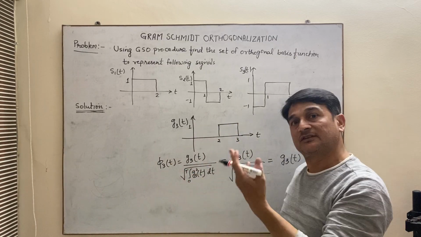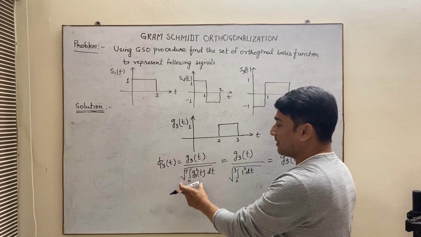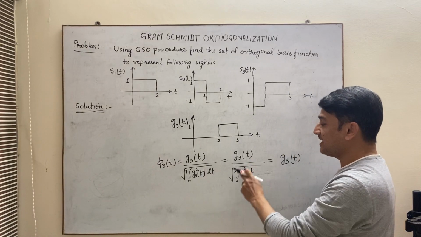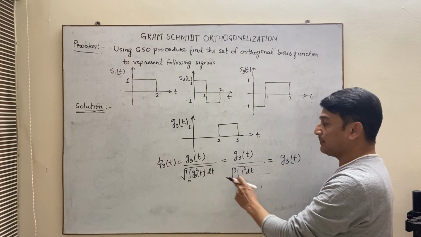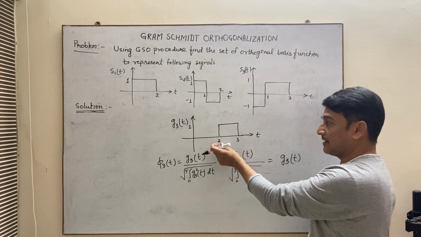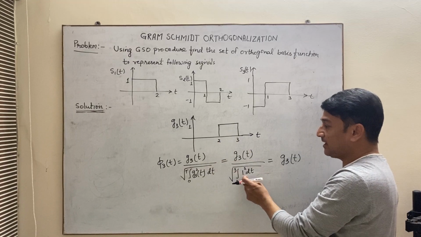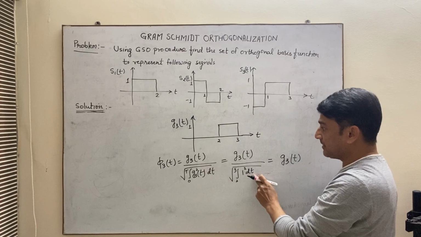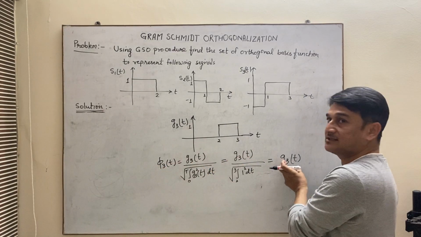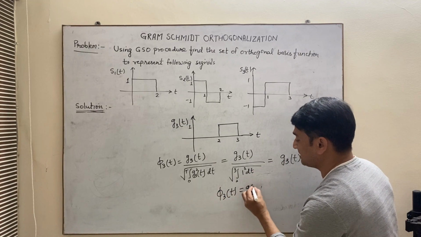So now the third basis function phi 3(t) can be calculated by this formula, which is G3(t) upon root over integral 0 to T of G square (t) dt. So it will be G3(t), and the limit, instead of 0 to 2, will become 2 to 3, because the function exists only between 2 to 3. So between the limit 2 to 3, G3(t) is nothing but 1, so 1 square dt. By solving, you will get the value as 1 only. So phi 3(t) is G3(t). So this is the third basis function phi 3(t), which is G(t).